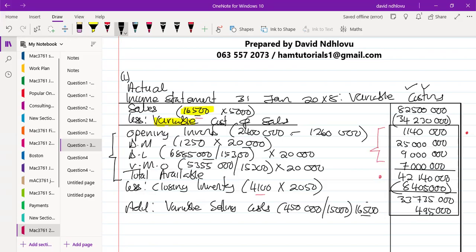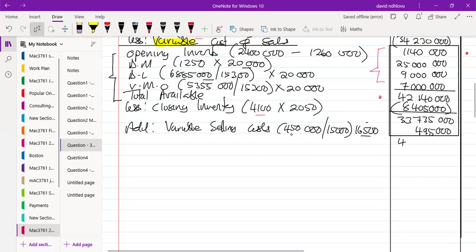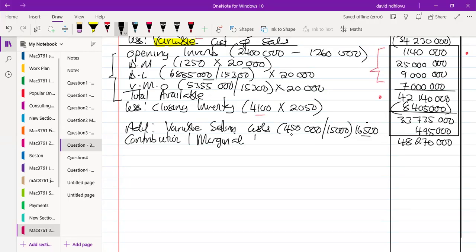230,000. That deducted from the 825,000,000. Right, then we are going to have, right, a figure of 48,270,000. And what do we call that, good people? Right, what do we call that particular costs? Contribution. Right, that's our contribution, and also be reminded contribution is marginal income. Right, so this is also known as marginal income.